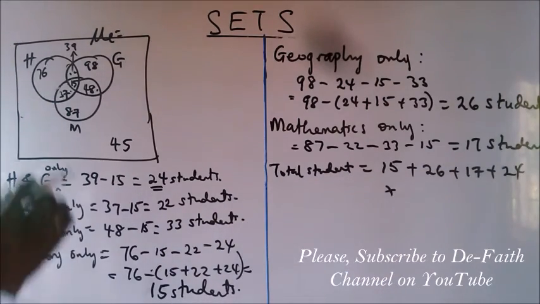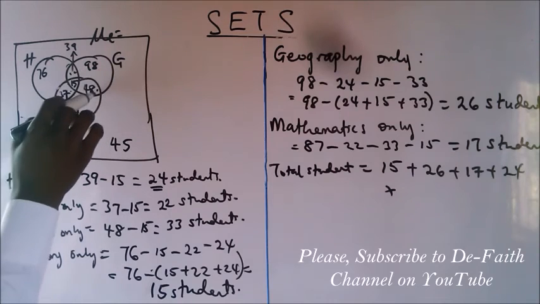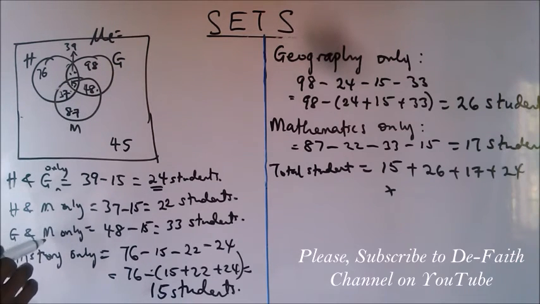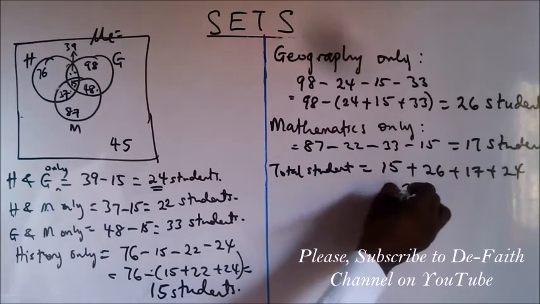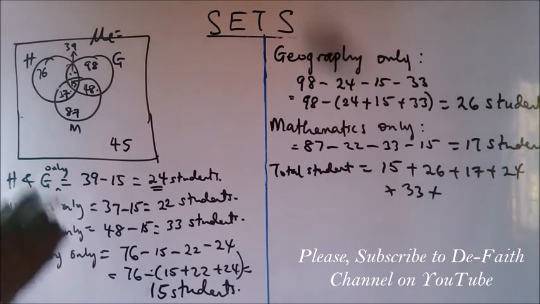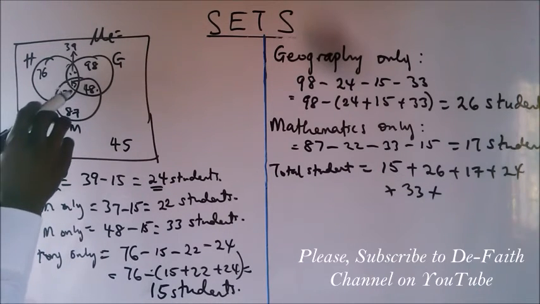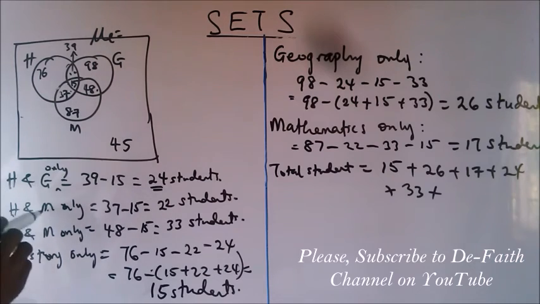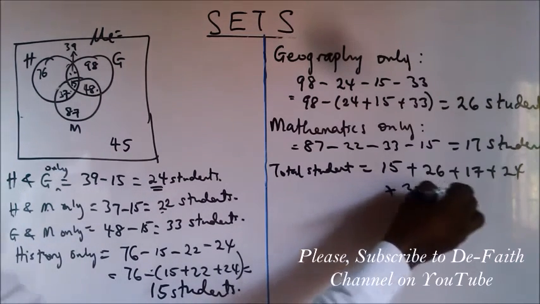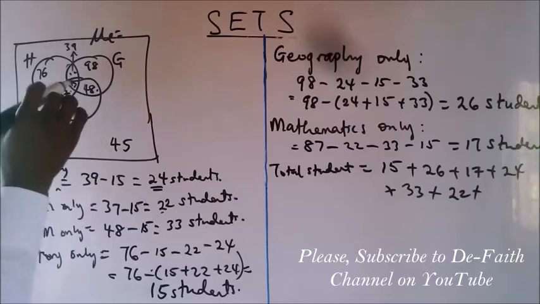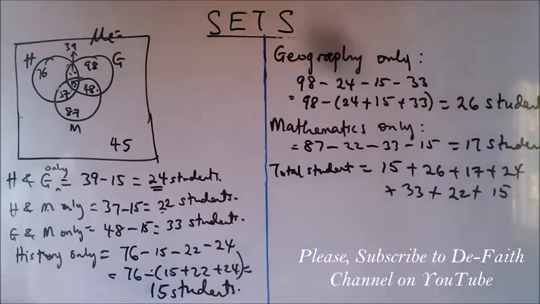plus those that love geography and mathematics only. Geography and mathematics only, we have 33, plus those that love history and mathematics only. For history and mathematics only, we have 22, and those that love a combination of the 3 subjects, we have 15. And then we also have 45 outside here.